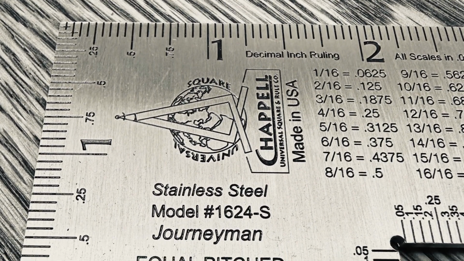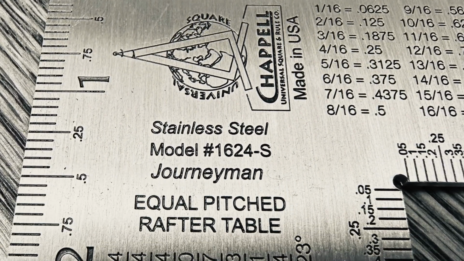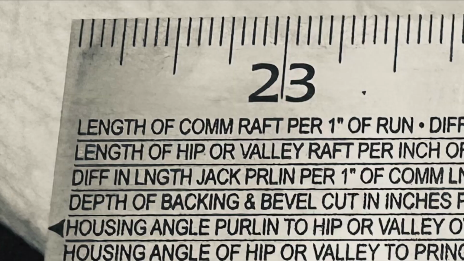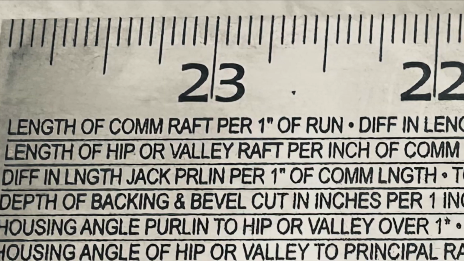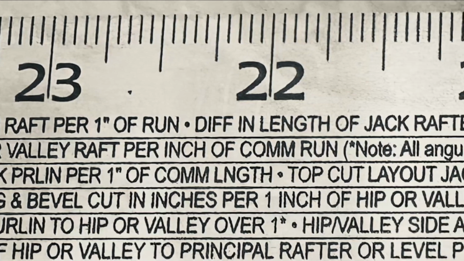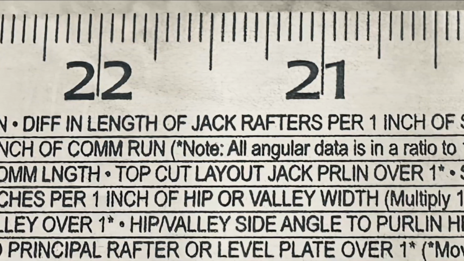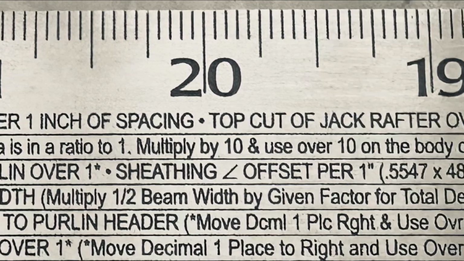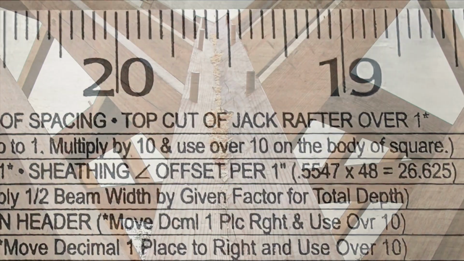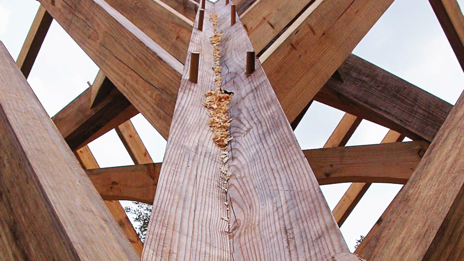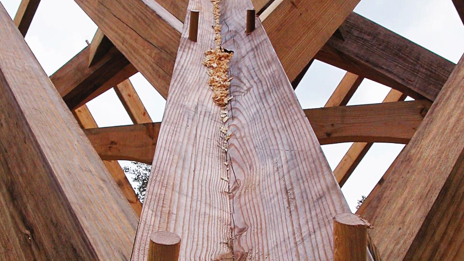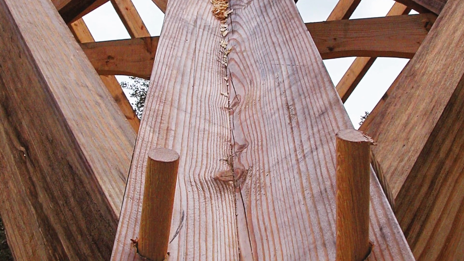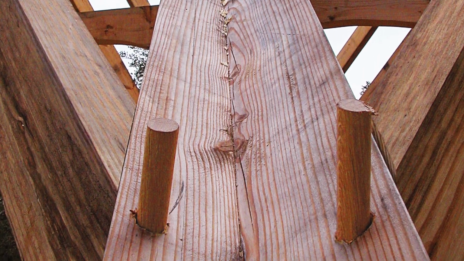Line 3 of the Equal Pitch Rafter Tables refers to three aspects of the jack purlins in an equal pitched roof system, as follows. 1. The difference in length of jack purlin per inch of common rafter length. 2. The top cut layout angle of jack purlins over 1. And 3. The sheathing angle offset per inch or unit of 1. These have significance in the roof system in more than one way, 1 being a length ratio, and 2 being angular ratios. Let's begin by defining the first aspect.